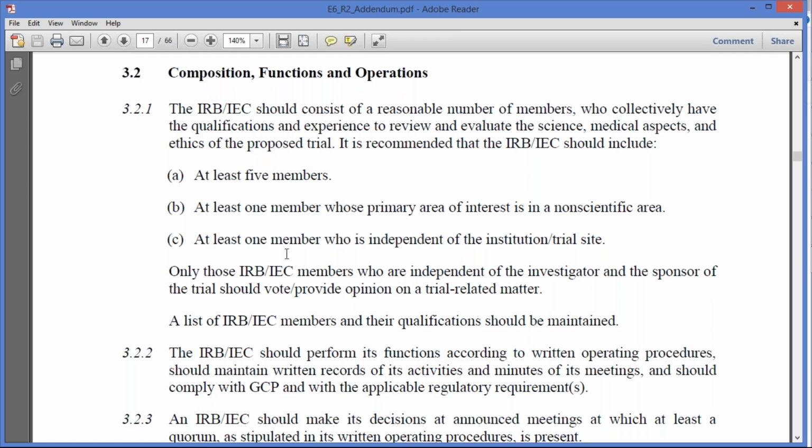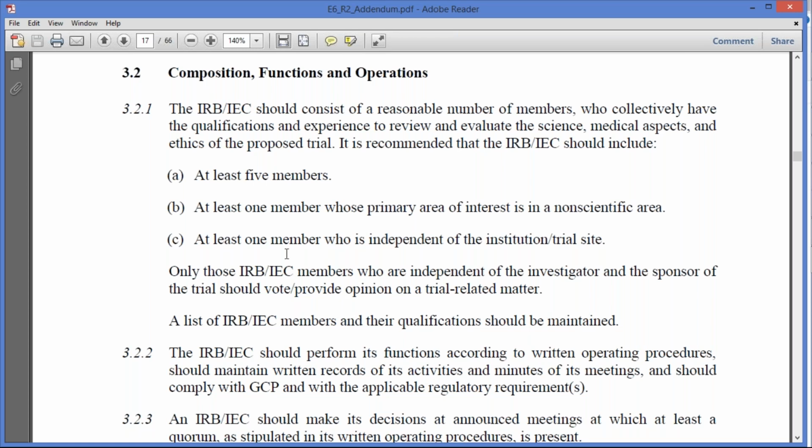At least one member who is independent of the site, institution. And only those members who are independent of the investigator and sponsor of the trial should vote on trial-related matters. And a list of IRB members and their qualifications should be maintained. So this is the composition.